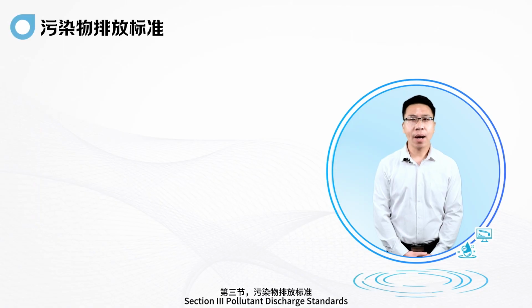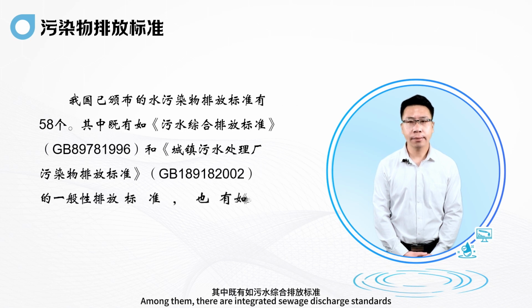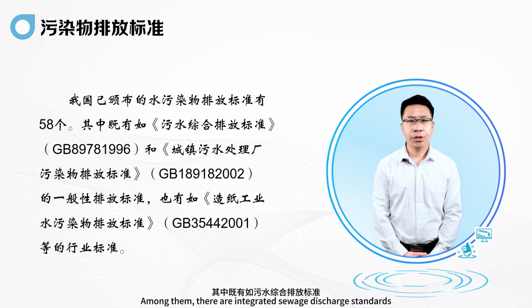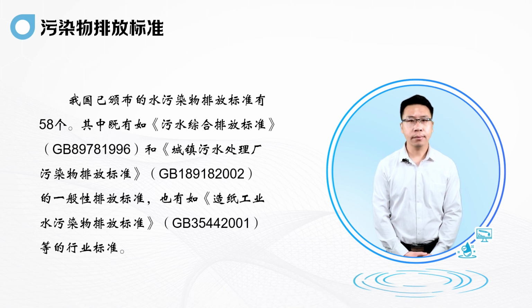Section 3. Pollutant Discharge Standards. China has issued 58 water pollutant discharge standards. Among them, there are the Integrated Sewage Discharge Standards, the Pollutant Discharge Standard of Urban Sewage Treatment Plant, and General Emission Standards. There are also industry standards such as the Water Pollution Discharge Standards for the paper industry.